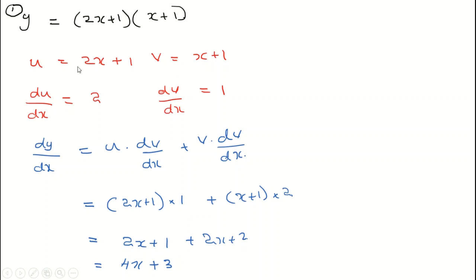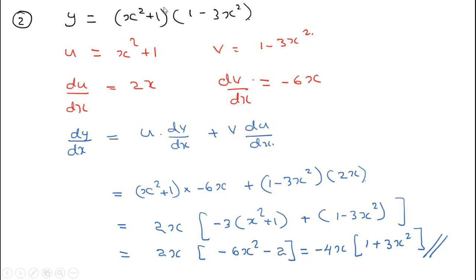When you differentiate u, du over dx is equal to 2. When we differentiate v, dv over dx is equal to 1. So dy over dx is equal to u times dv over dx plus v times du over dx. This is the formula. So u is 2x plus 1, dv over dx is 1, v is x plus 1, du over dx is 2. So you can simplify it a little bit more. 2x plus 1 into 1 is 2x plus 1, x plus 1 into 2 is 2x plus 2. So 2x plus 2x is 4x, 1 plus 2 is 3. This is the final answer.